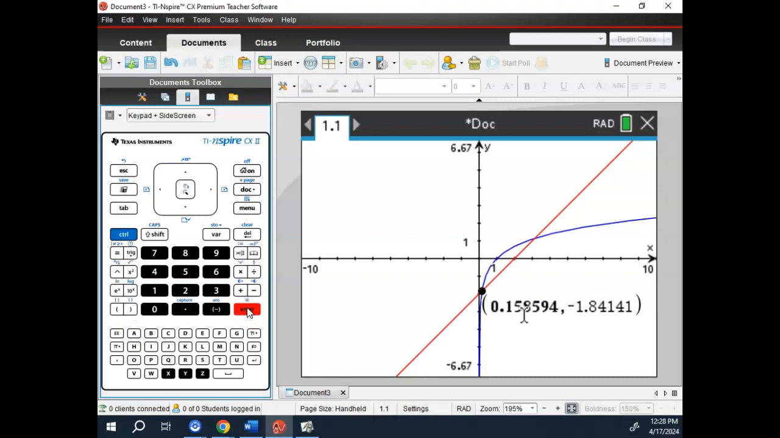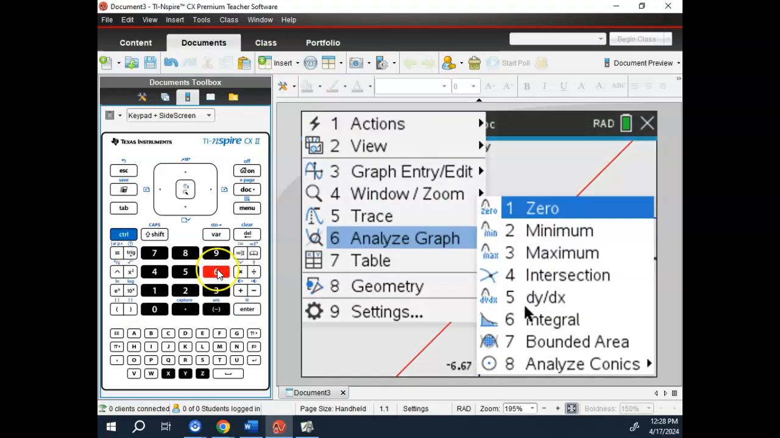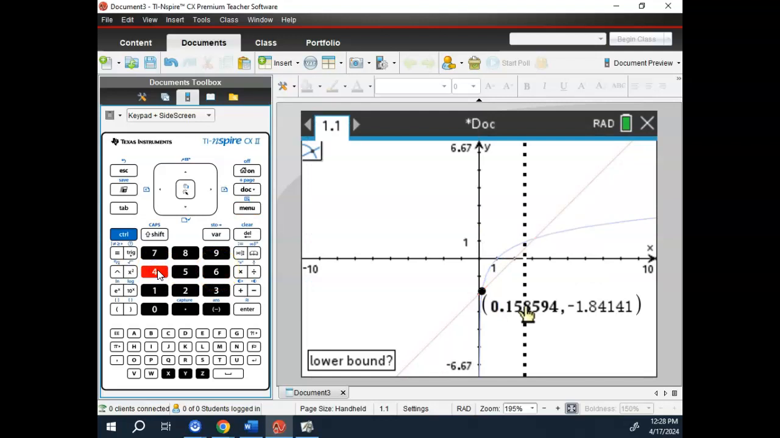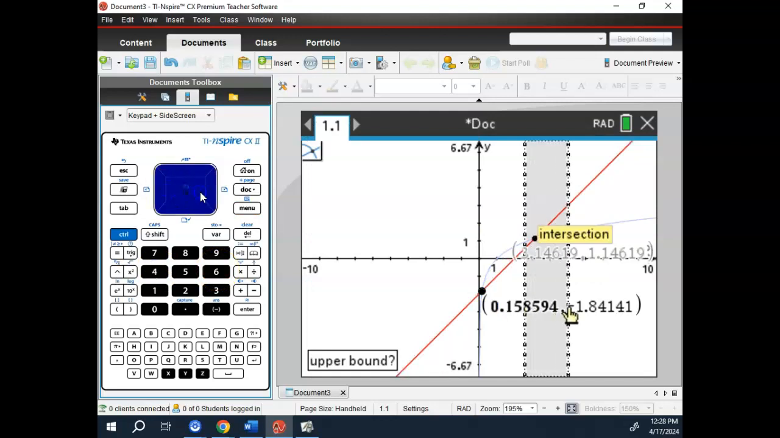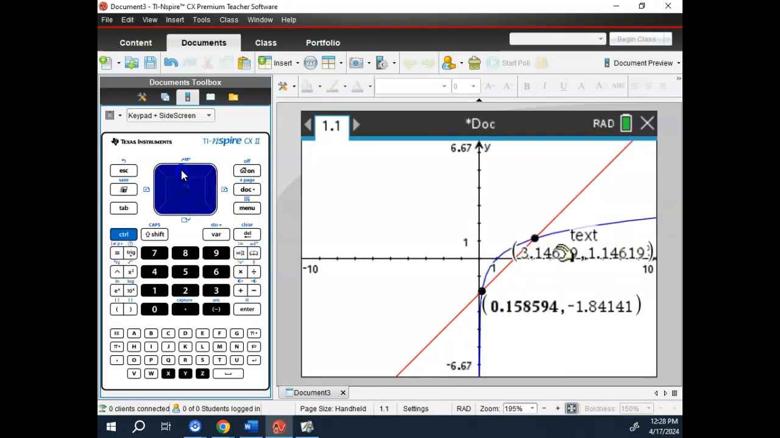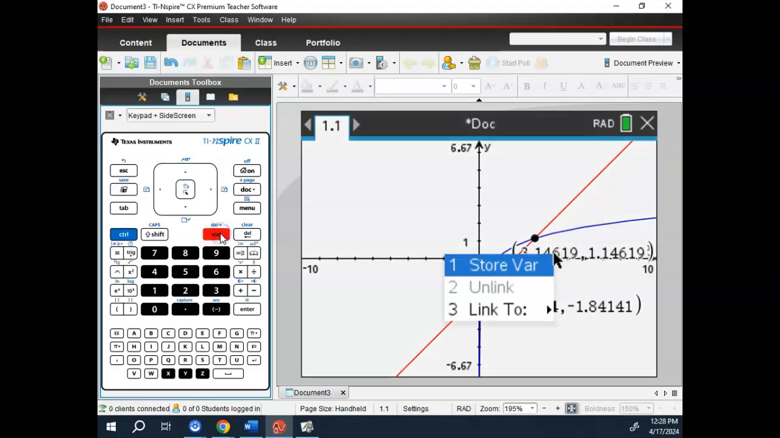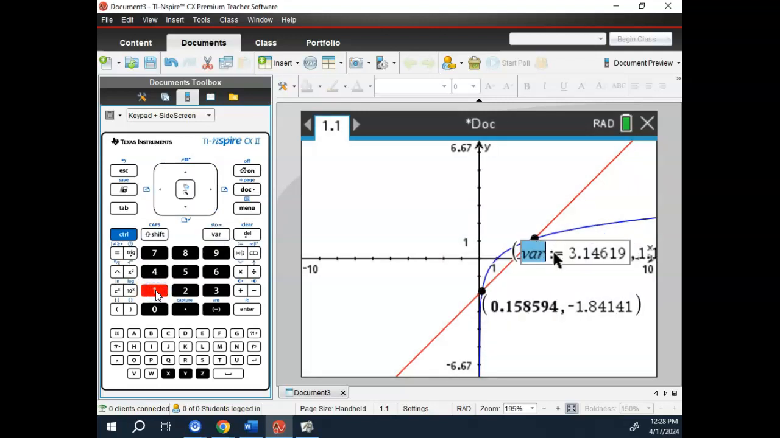And then I'm going to do the same thing for the other one. Menu 6, 4. See, a little bit more than 3. That's what we were hoping for. Variable, store, I'm going to call it B. Okay.